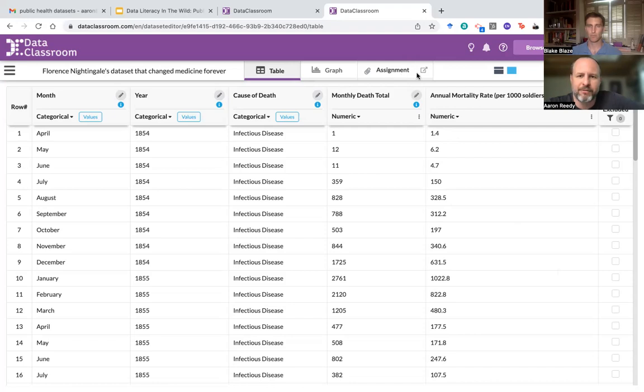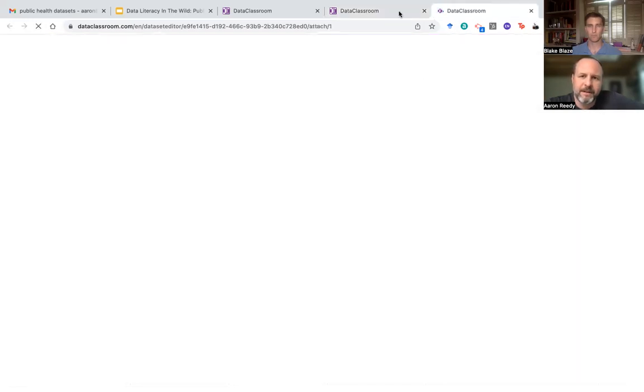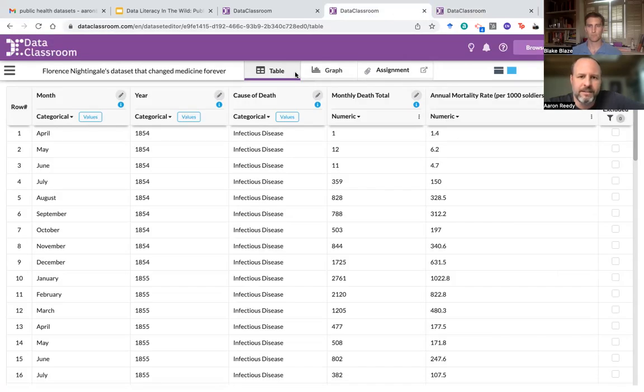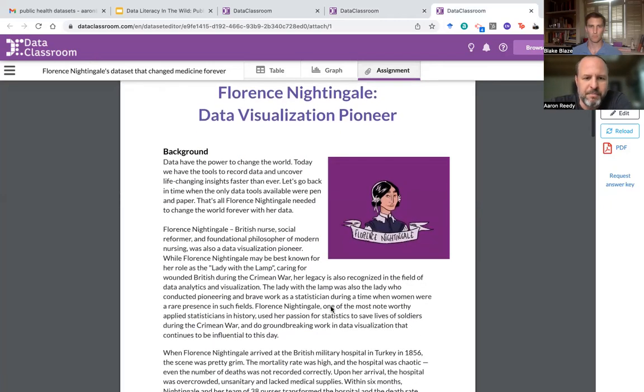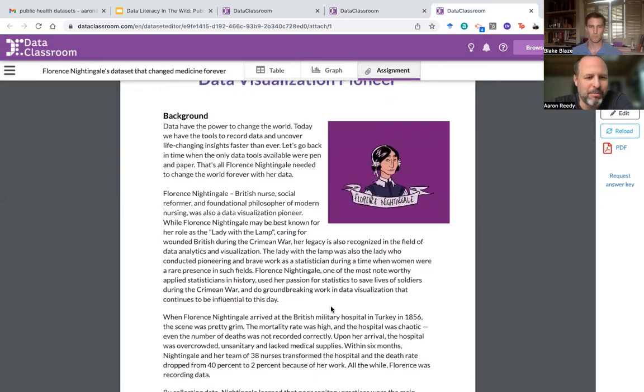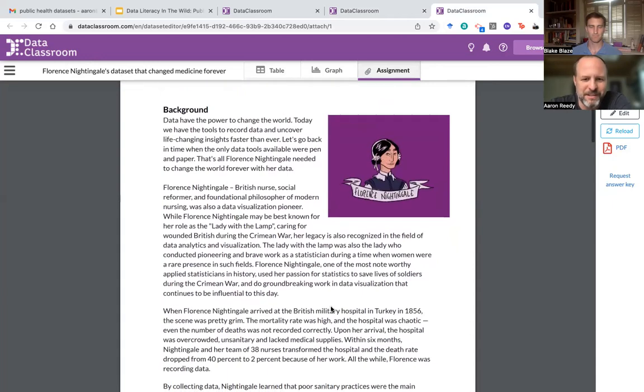I'm going to also open this as an assignment tab. What I did to do that, looking at the table tab up here on the white bar, is you see the assignment tab, which I've now opened in a separate browser window. This is the student facing assignment. We can see there's some background information, and the high points of which Blake went over with his slide.